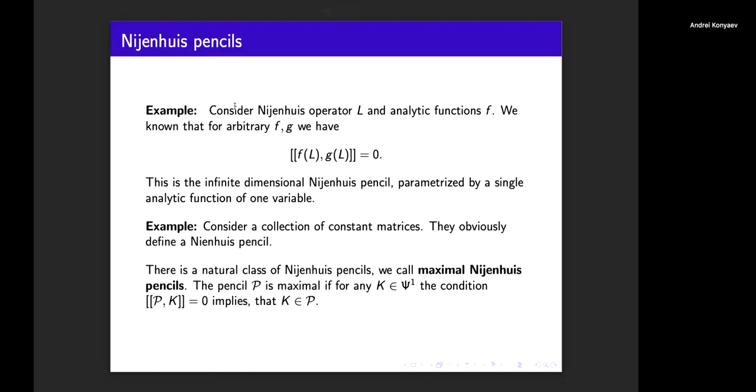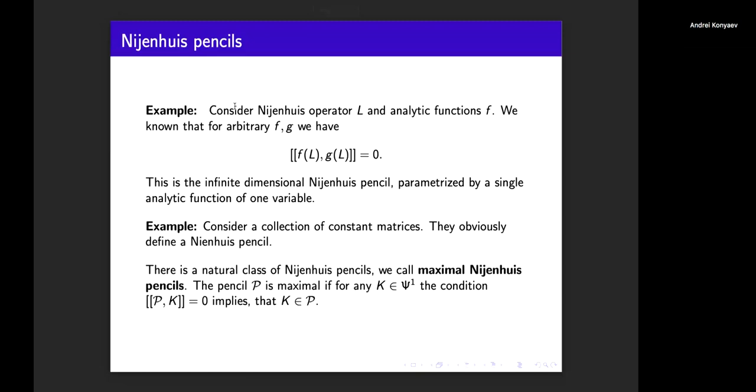The third example here is a trivial one. I should have probably started with this one. If you have a collection of constant matrices, right, so you have n squared different operators, it's a finite dimensional Poisson pencil. Obviously, every element of this pencil is Nijenhuis and the sum is Nijenhuis. So it is a Nijenhuis pencil.